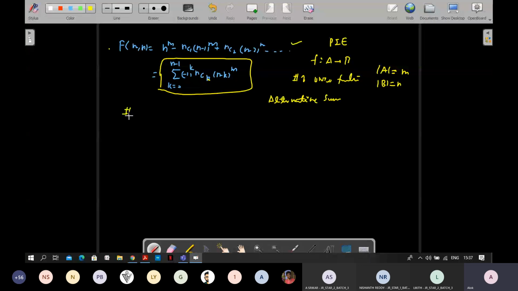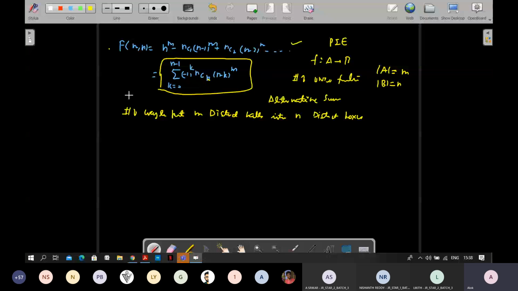This is also equal to the number of ways to put m distinct balls, because a function is there, so they can't be identical, into n distinct boxes. So it's a balls and boxes problem: putting m distinct balls into n distinct boxes is F(m,n). Yesterday we did F(5,3). The number of ways to put 5 distinct balls into 3 boxes was 150. That we got from F(5,3). We can also calculate many other things.